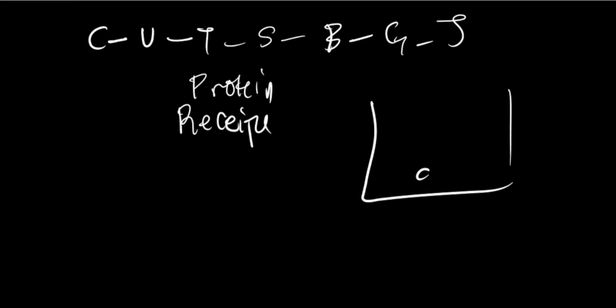Okay, so we have C being attached. This would be the polypeptide that we're cooking up. First is to attach C. After attaching C, you attach U, then you attach T, S, B, then G, and J. Okay, this is how a gene specifies the amino acid sequence of a polypeptide.